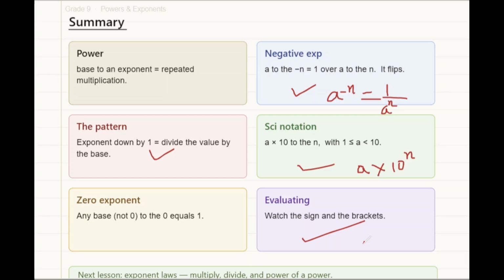Great work today. Practice a few on your own. In the next lesson, we'll learn the exponent laws: how to multiply powers, divide them, and take a power of a power. See you there.